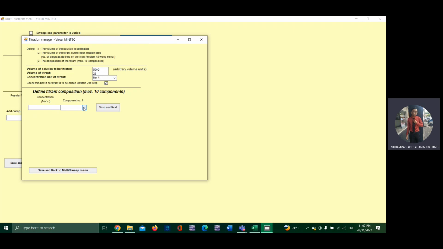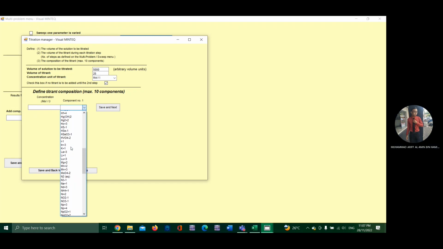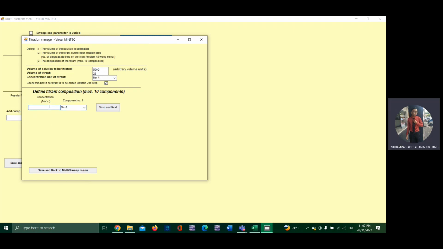So on the component side, we need to choose our sodium hydroxide because in our question, it needs 3 molar of NaOH to neutralize the acidic wastewater. So click on NaOH, click on sodium, and the concentration is 3 molar. Save and next.